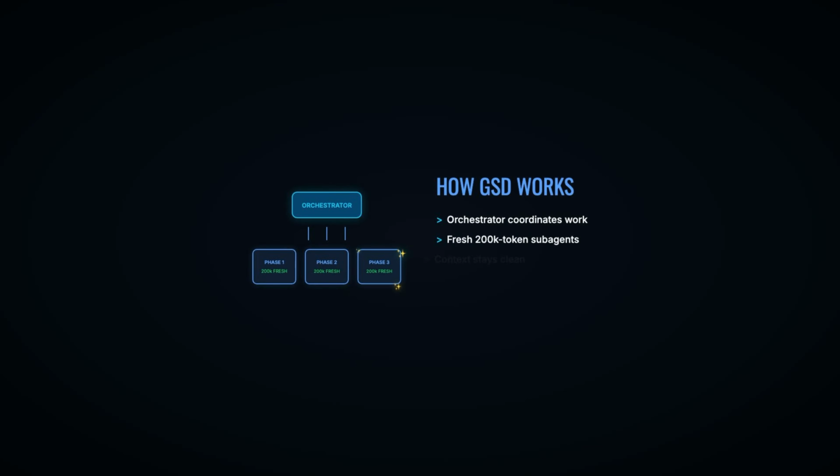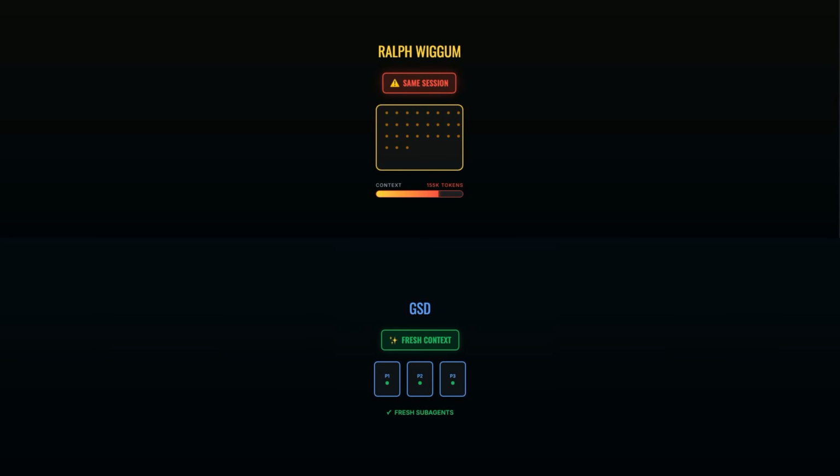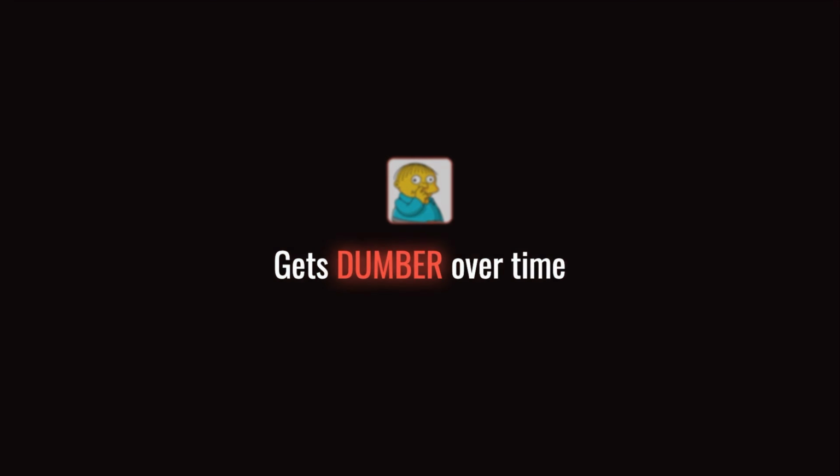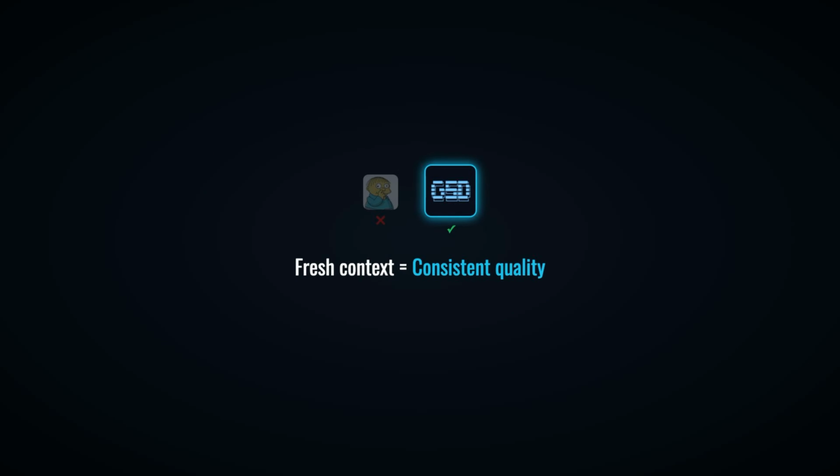GSD spawns fresh subagents. Each phase gets 200k clean tokens. Same session filling up versus fresh context every phase. This is why your builds degrade. For anything over an hour, GSD wins. No contest. Fresh context equals consistent quality.